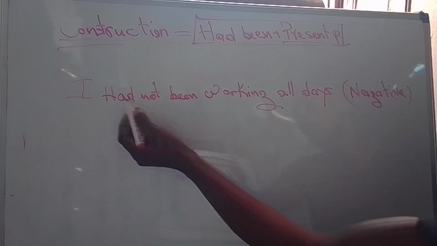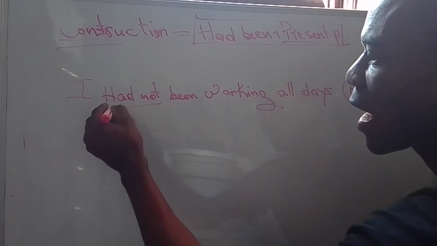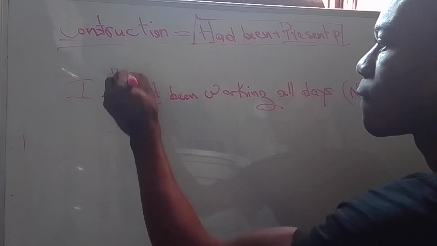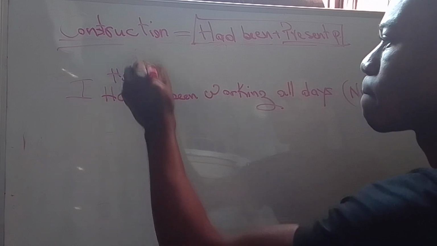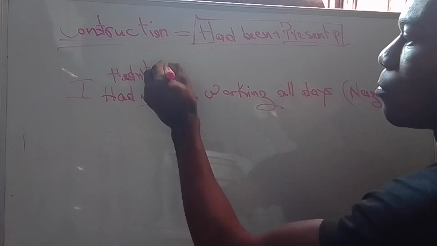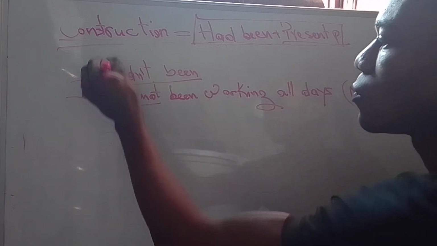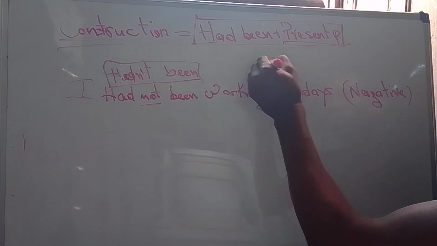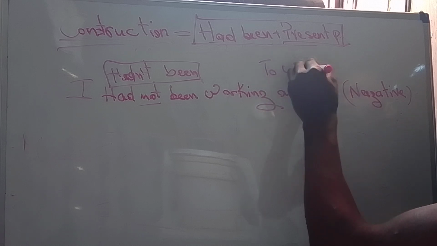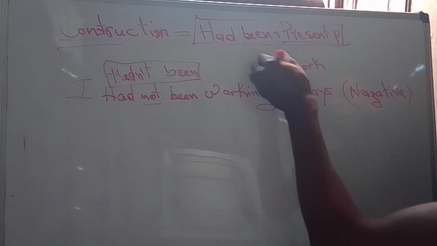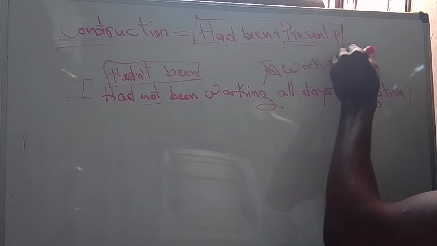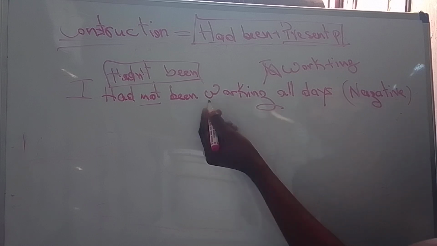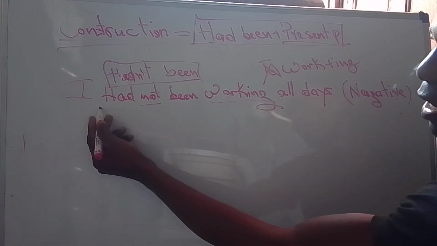That's the negative. I had not been. I hadn't been. You can also say that: I hadn't been working all day. The verb here is to work. I erase that one and I put an ing right here, giving me the present participle of the verb to work. Working. I had not been.